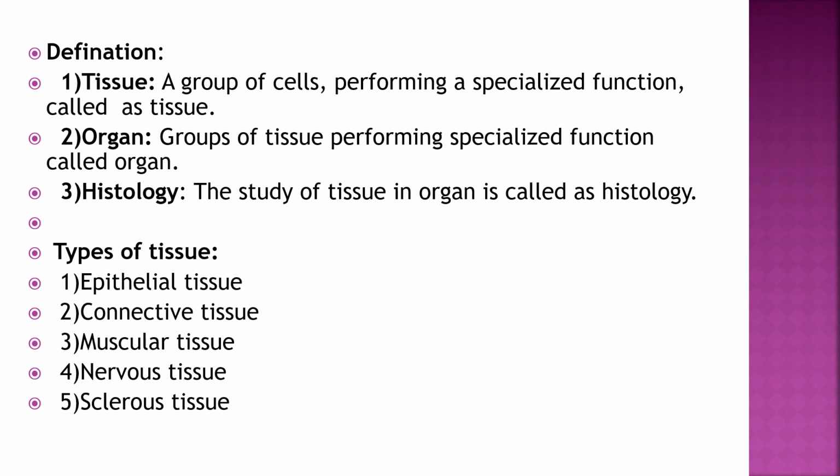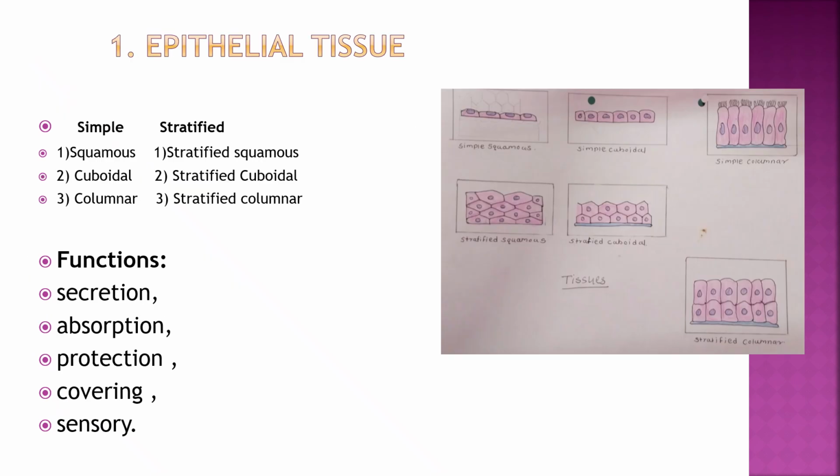So it is of two types, simple and stratified. And simple is squamous, cuboidal and columnar. So the function of epithelial tissue is mainly covering of the body, for example by skin, so protection. Then covering of organs like liver, kidney. Protection of body and organs is the main function of the epithelial tissue.